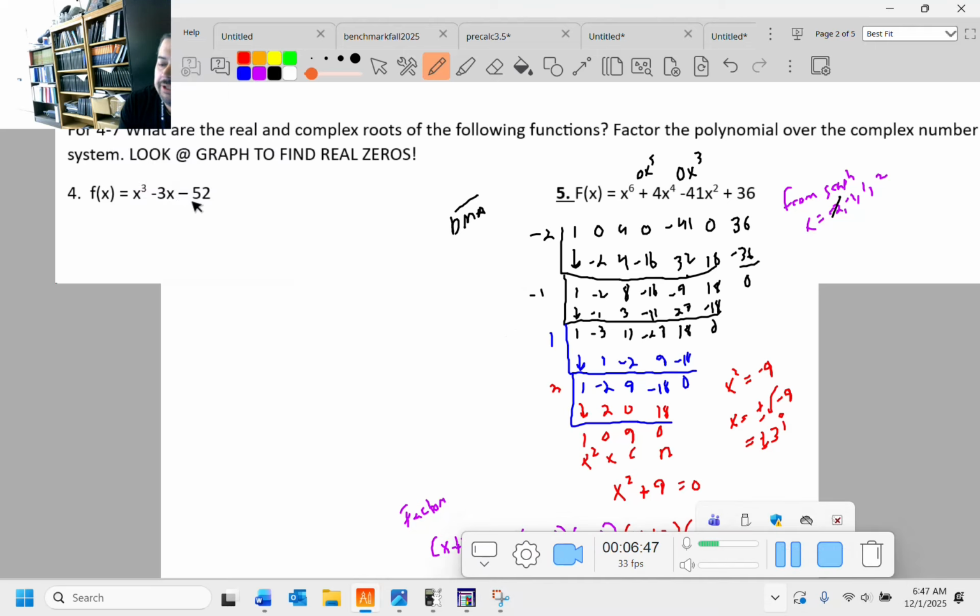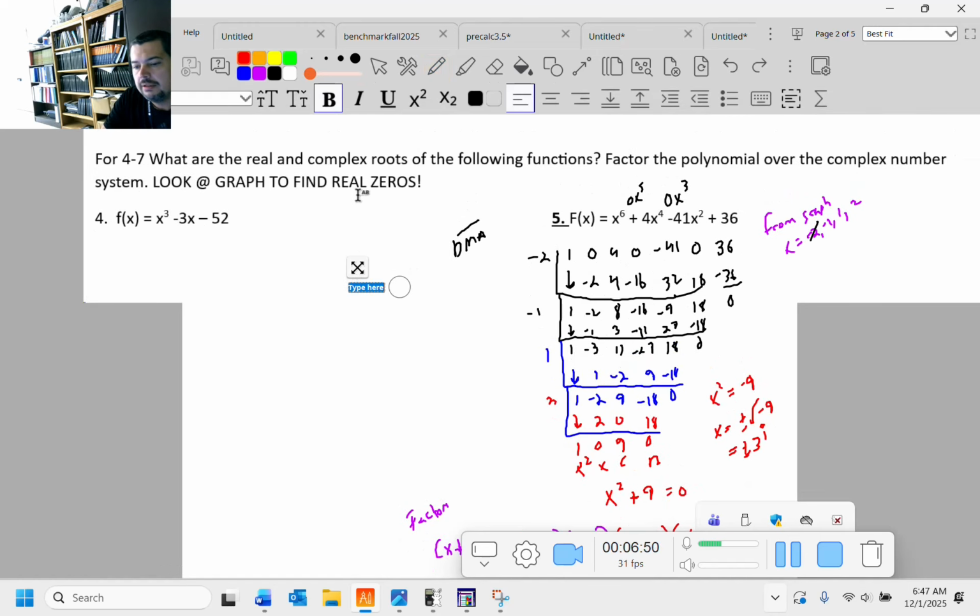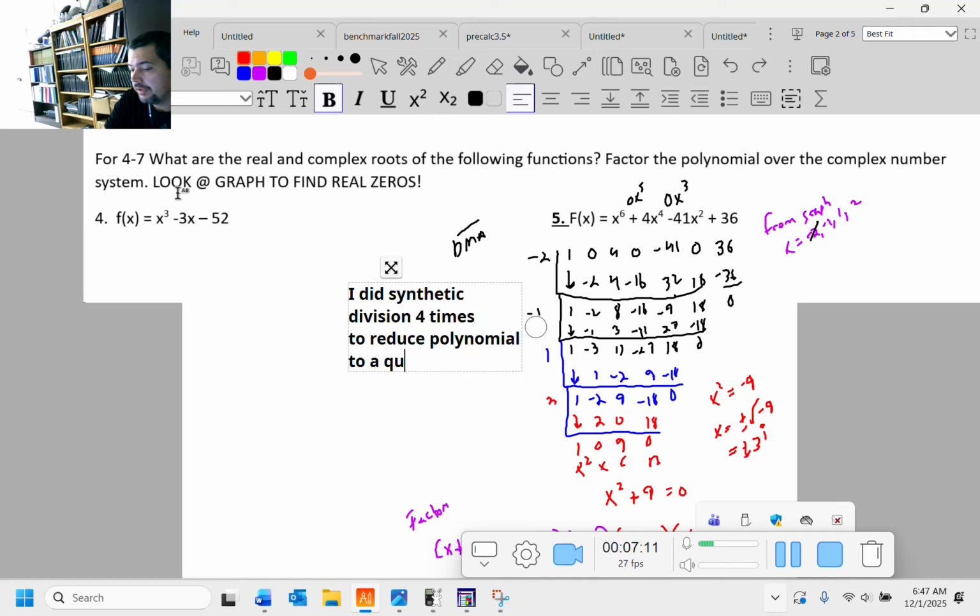So, you need to realize why I did what I did. Why did I do synthetic division 4 times? I did synthetic division 4 times to reduce the polynomial to a quadratic. Like this is x cubed. You only do synthetic division once, and then you'll be a quadratic. And you can either do the quadratic formula or maybe you can do what I just did. But that's the gist, to get down to a quadratic.